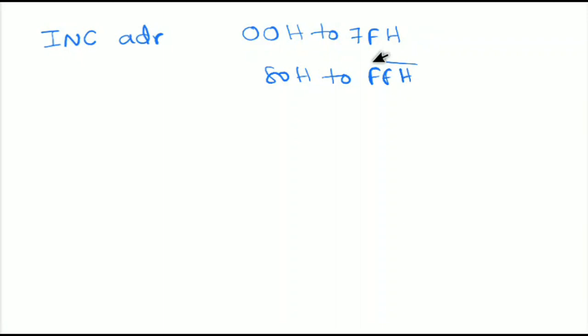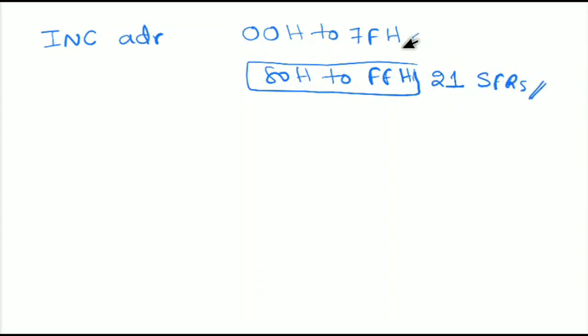Next operand we will consider is the address, this IRAM address. This address range might be, because all internal RAM locations are byte addressable, 00H to 7FH and 80H to FFH. In this range we are not going to use all the locations, only 21 locations. Those are the 21 SFRs. So either you can use these 21 locations or any one of this range. That means instead of ADR you can use this value.